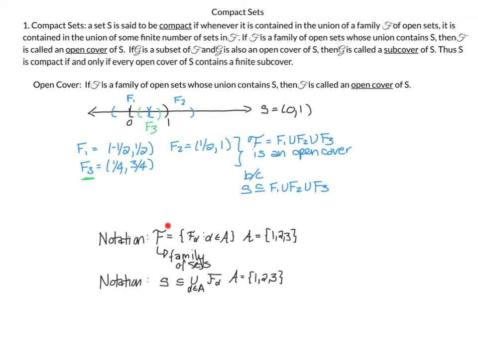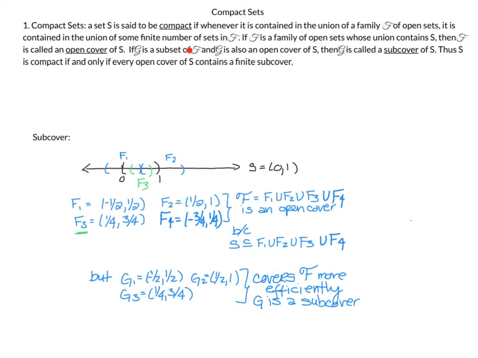And for our notation for a family of sets, we usually have the script F, and here we have a script G for a family of sets, is equal to the F of alpha, where alpha is an index set. So in this example, alpha is equal to 1, 2, and 3 because those are the indices of our sets F1, F2, F3. Also, we have the notation S is contained in the union over alpha in our index set A of F of alpha.